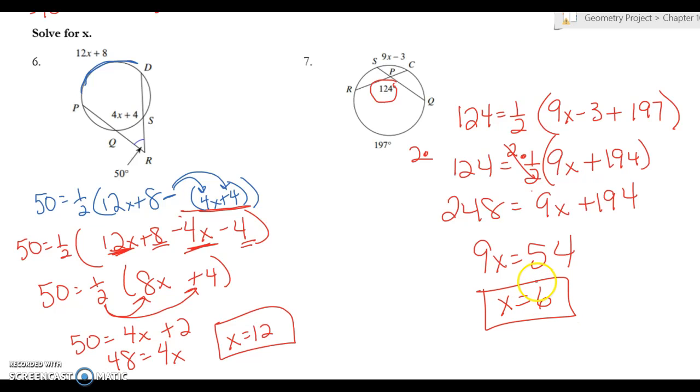Okay, so these problems can be a little tricky. Just remember, it's your angle equals half. Angle equals half. And then you have to see if it's half of the arc, half of the sum of the arcs, or half of the difference of the arcs.